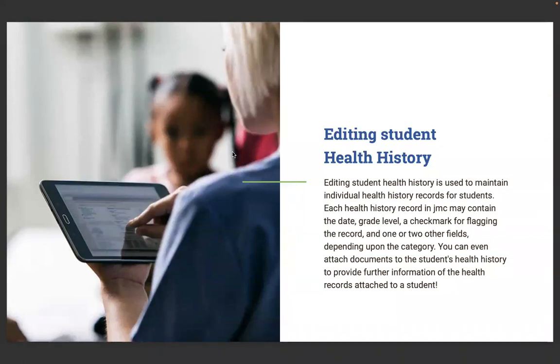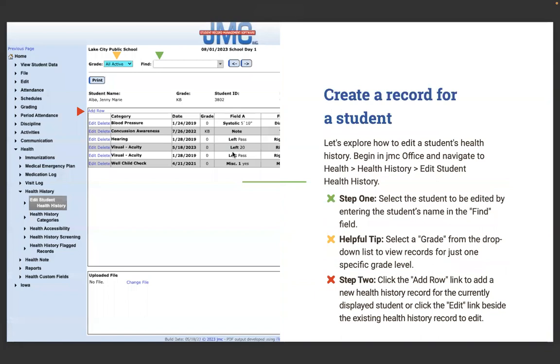So editing student health history is used to maintain individual health history records for students. Each health history record in JMC may contain the date, grade level, a check mark for flagging the record, and one or two other fields depending on the category. You can even attach documents to the student's health history to provide further information of the health records attached to a student. So let's explore how to edit a student's health history.